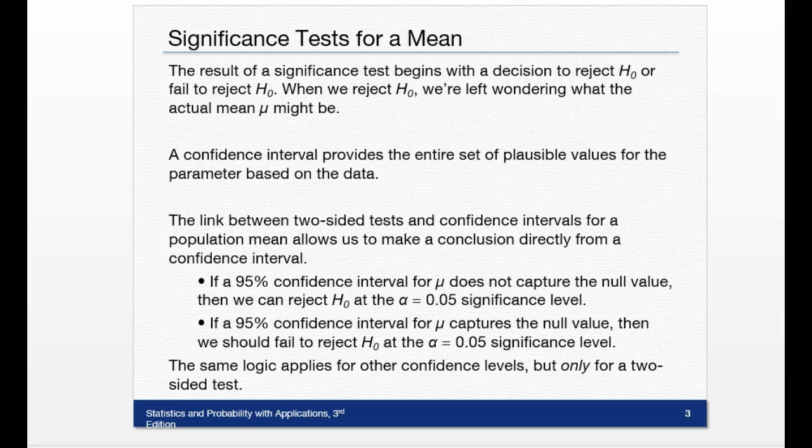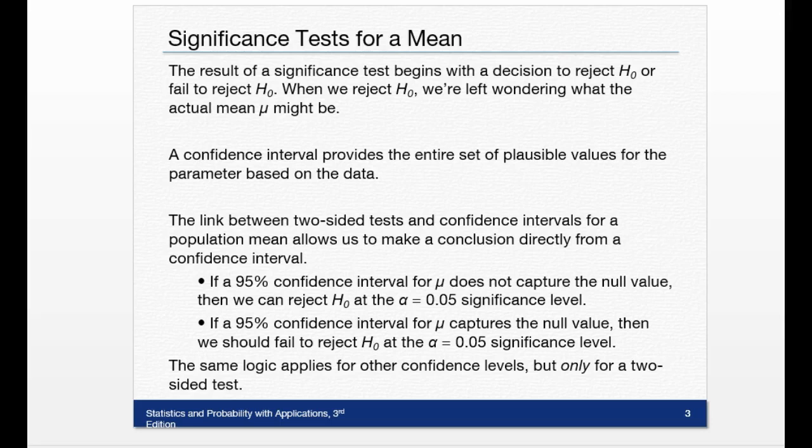Now, the result of a significance test begins with the reason to reject the null or fail to reject the null. When we reject the null, we're left wondering what the actual mean could be. So that's where a hypothesis test leaves us hanging. We can say, well, it's definitely not whatever the null says, but we don't know what it is. A confidence interval, however, provides the entire set of plausible values for a parameter based on the data given. If you remember, confidence intervals give us a range of values that it could be in. So it gives us a little bit more information.